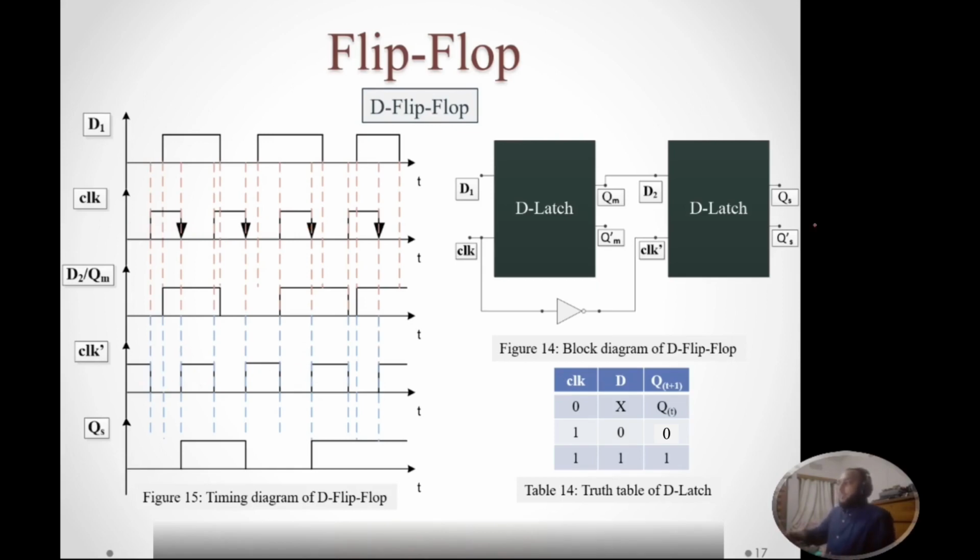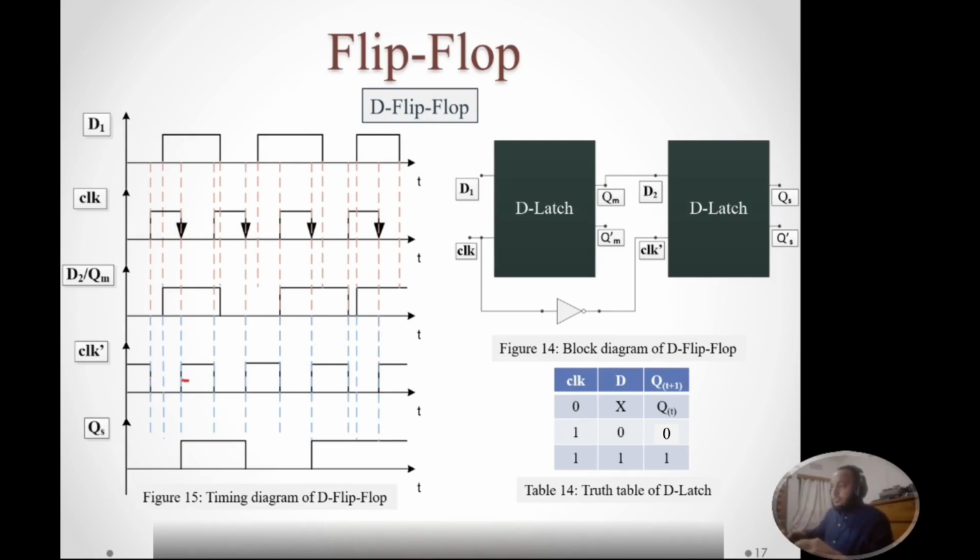So now we can draw the timing diagram of QS using the same truth table of D latch, because now this is another D latch for which our input is D2, our clock signal is clock prime, and our output is QS. So from this position to this position, our clock signal is 1, our D is 0, so our output will be 0. From this position to this position, our clock signal is 0, so our previous output will continue.